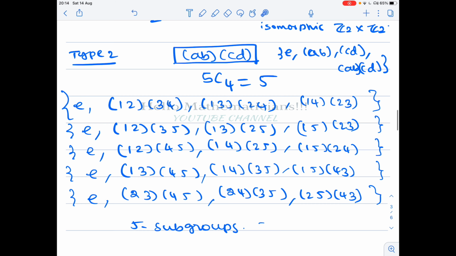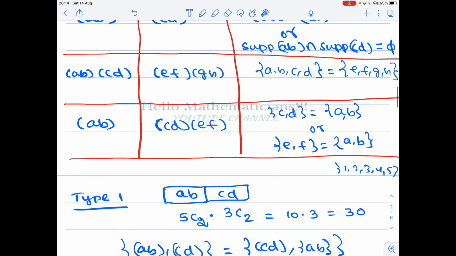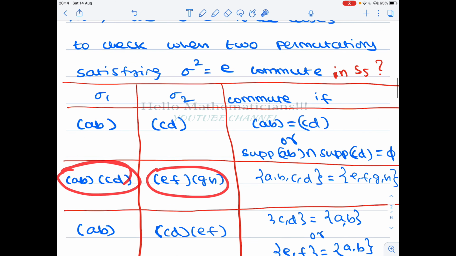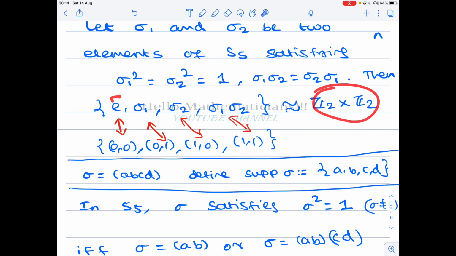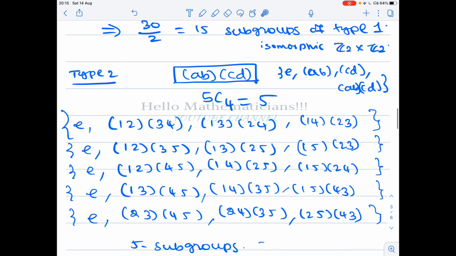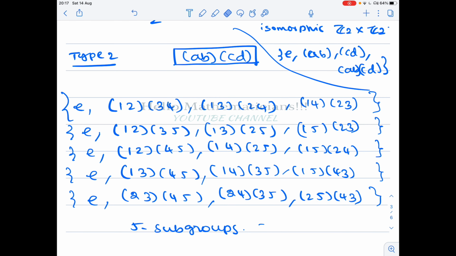Similarly, we want to count how many subgroups there are of type 2. Type 2 is: sigma 1 is a 2-cycle product, sigma 2 is also a product of 2-cycles. In the group Z2 cross Z2, we are looking for sigma 1 and sigma 2 both products of 2-cycles. How many of them are possible? Now take 1, 2, 3, 4. The second element should also be a product of 2-cycles. But there is another condition: sigma 1 and sigma 2 have to commute also.